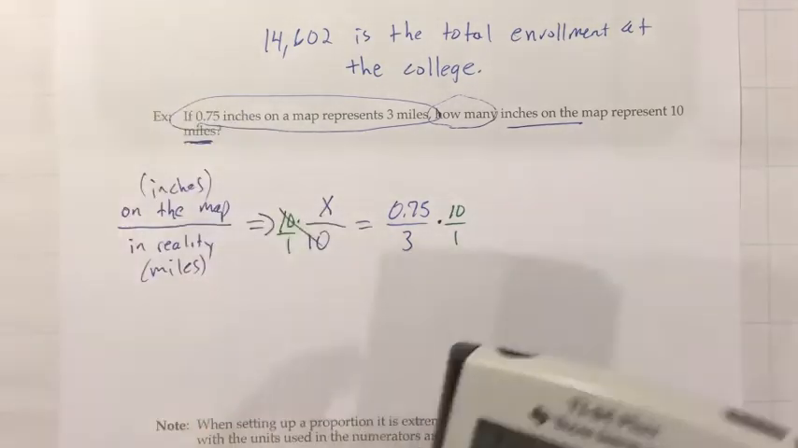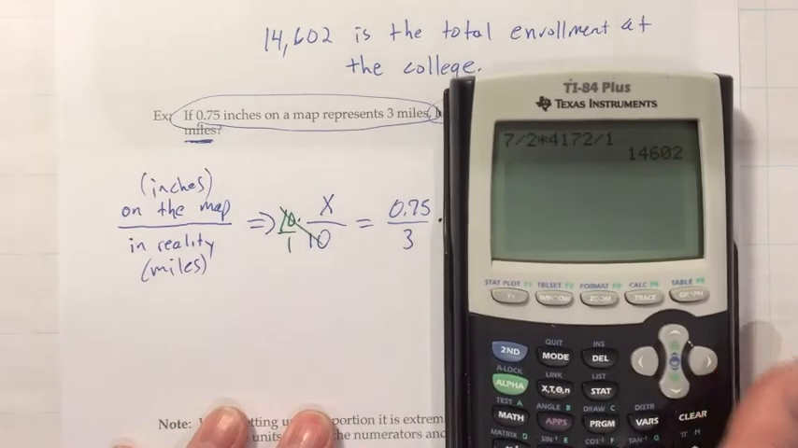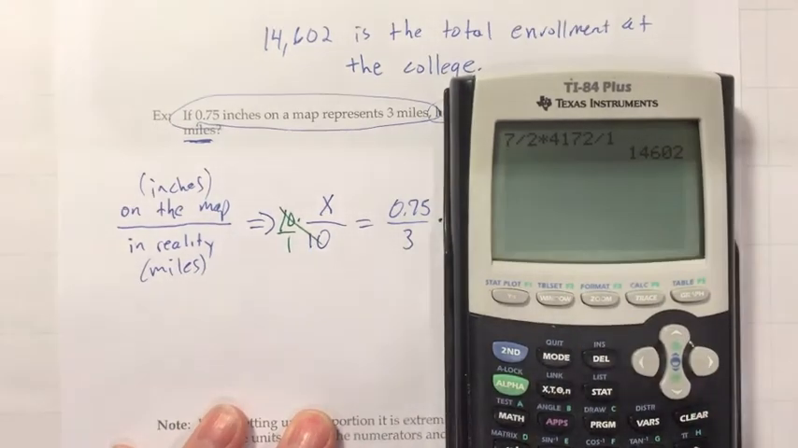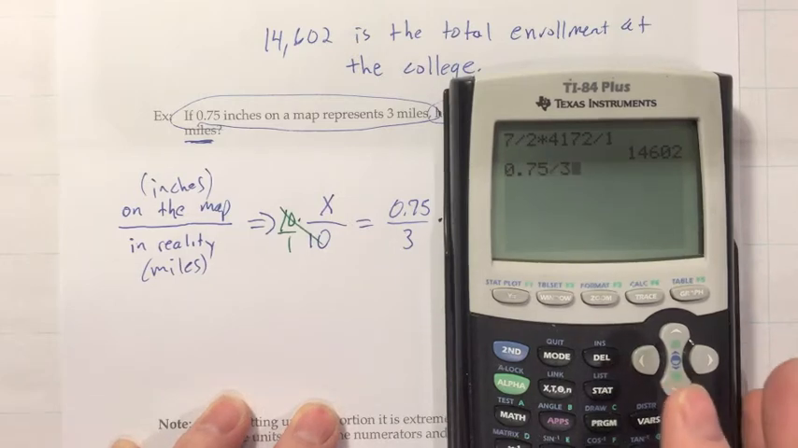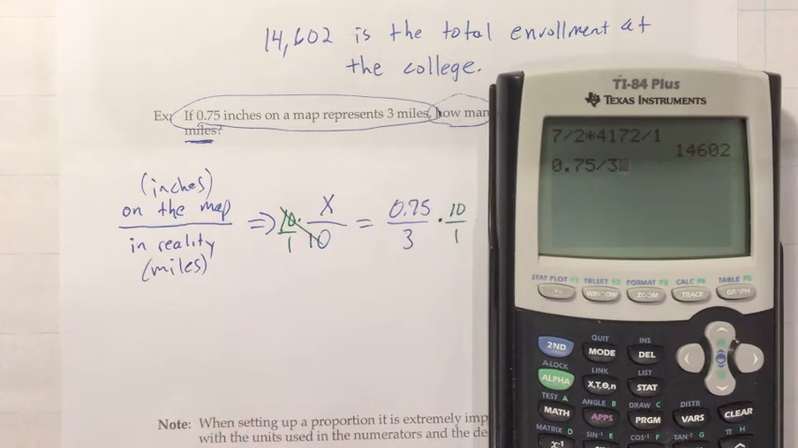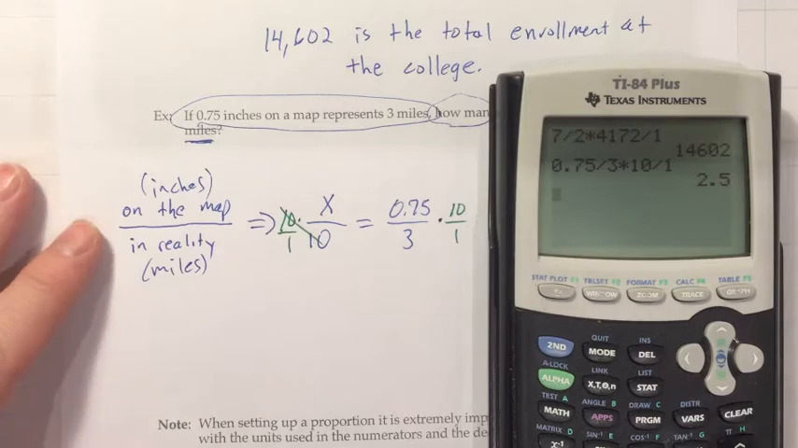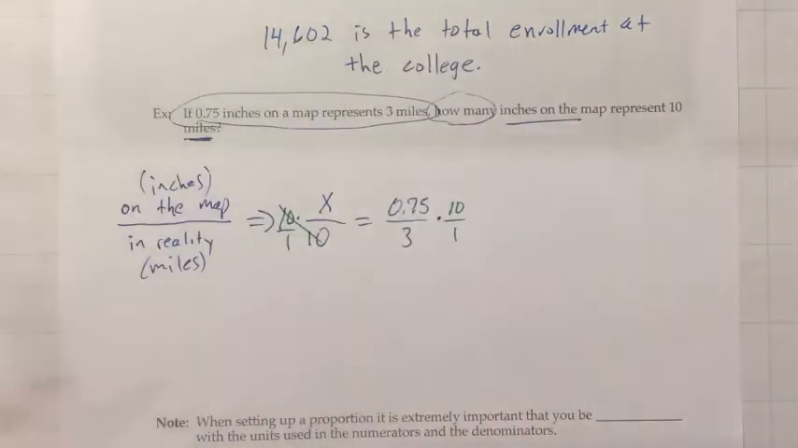But you're also welcome to use the calculator on these, so I'm just going to bring that in here and use the calculator. So we have 0.75 over 3, let me slide this over a little bit, times 10 over 1. And we get 2.5, which is what I got in my head also. Some of these you could do in your head, go for it. Some of them are kind of messier, and you can bring in the calculator. Either way is fine with me on these.